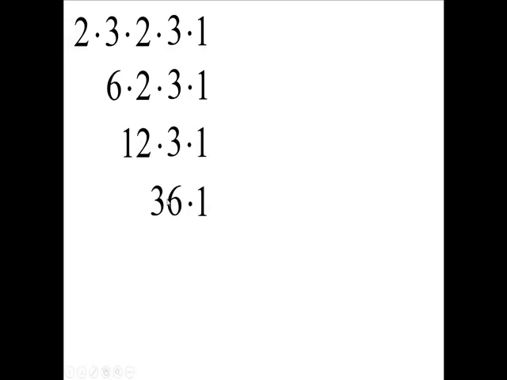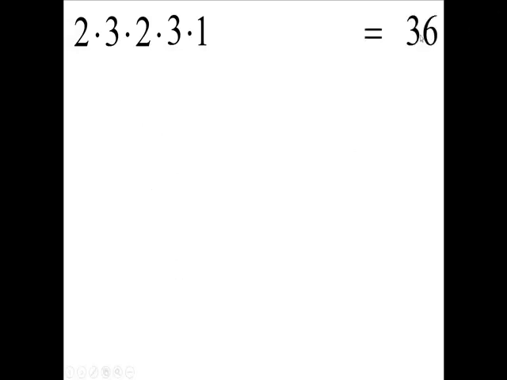2 times 3 times 2 times 3 times 1. Well, we can't do all of them at one time. Let's do 2 times 3 and write what? 6. Then 6 times the 2 then is what? 12. 12 times 3. And that's 36 times 1. So we get 36. In other words, if I don't have any negatives at all, I get 36.